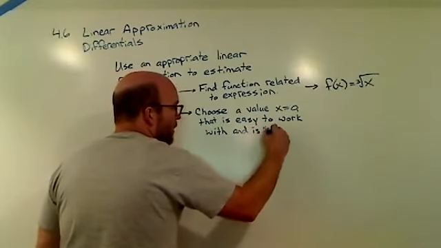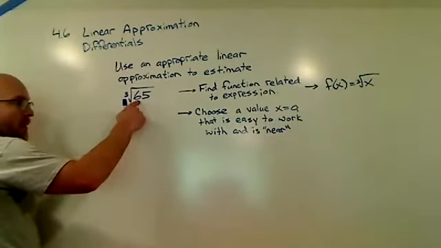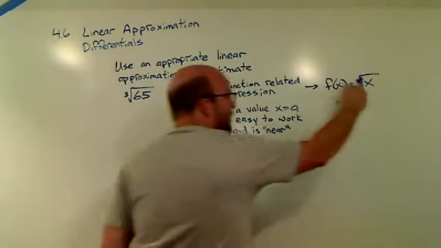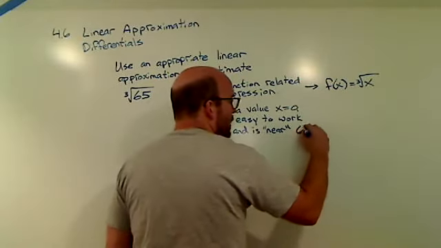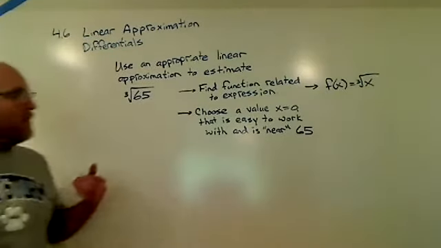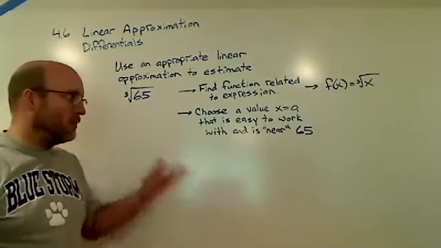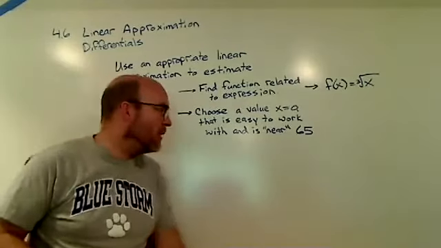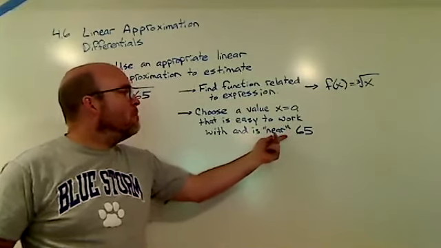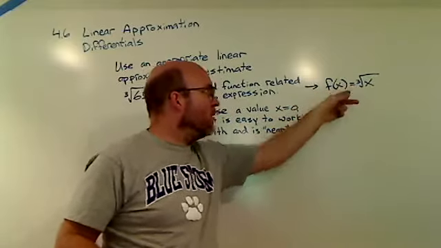is near, in this case, 65. And remember, a is representing an x value. 65 is an x value of the function that we're looking at. So what we're really doing here is saying it doesn't have to be super close. We don't have to be working with 64.95 or 65.0001, anything like that. We want to be relatively close, but we want to pick something that's going to be easy to work with regarding this function.